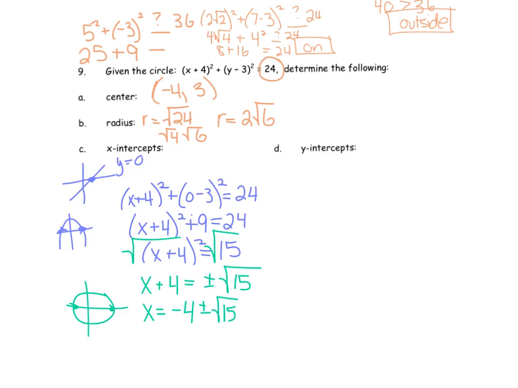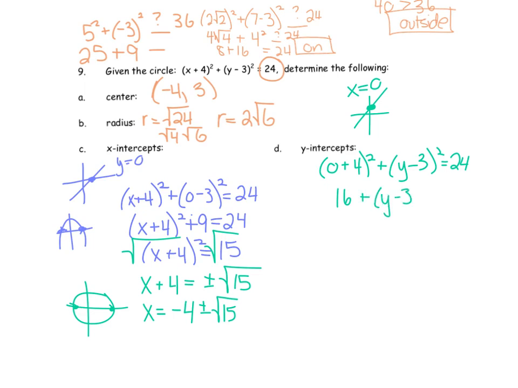And now, similarly, when you're finding y-intercepts, a y-intercept is where whatever you're looking at is crossing the y-axis. So in that case, x is 0. So I'm going to plug in 0 for x in my original equation of a circle. So 0 plus 4 squared plus y minus 3 squared equals 24. 16 is what I get from the first parenthesis when I square it, plus y minus 3 squared equals 24. Isolate the binomial that's being squared, so I subtract 16 from both sides, giving me y minus 3 squared equals 8. Square root both sides. Y minus 3 is going to equal plus or minus the square root of 8.